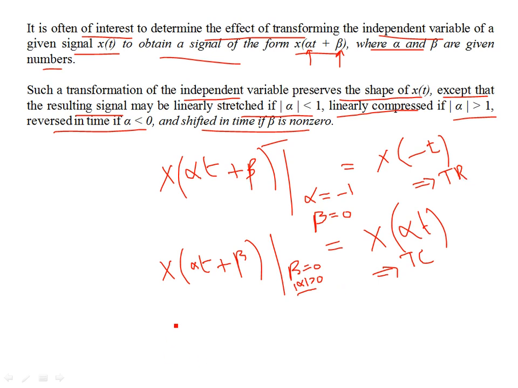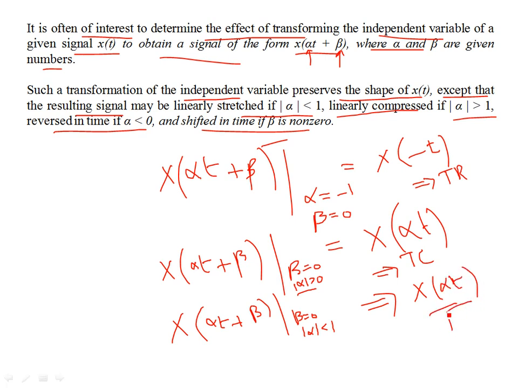Similarly, if you have the same transformation, and now we are considering the general transformation alpha t, we're combining the compression with the time shifting. Again, if beta is 0 under such a transformation and the magnitude of alpha is less than 1, it could be 0.5, it could be 0.3 or whatever, then this implies again that x(alpha t) results in time stretching, Ts. This is time stretching.